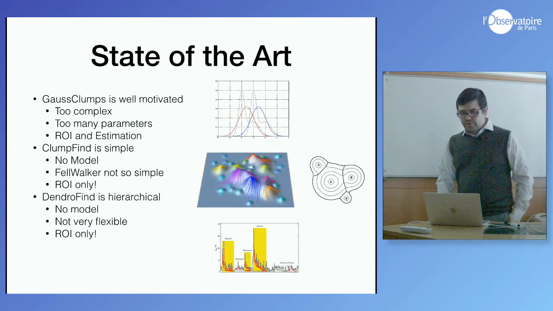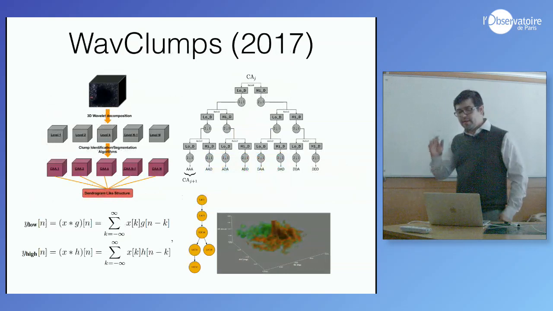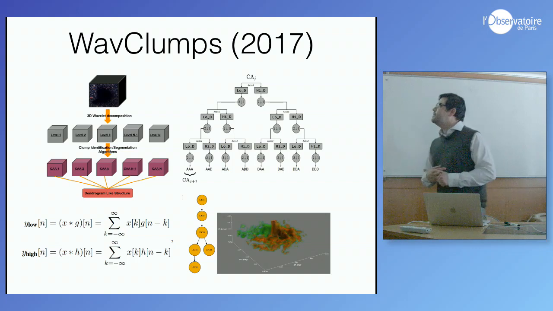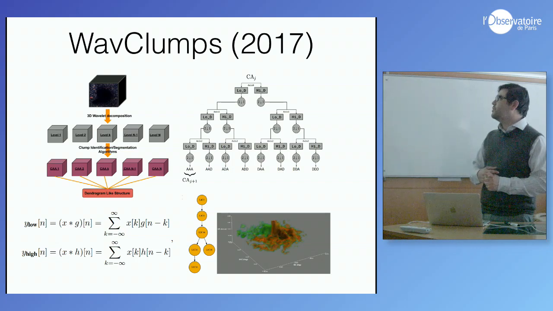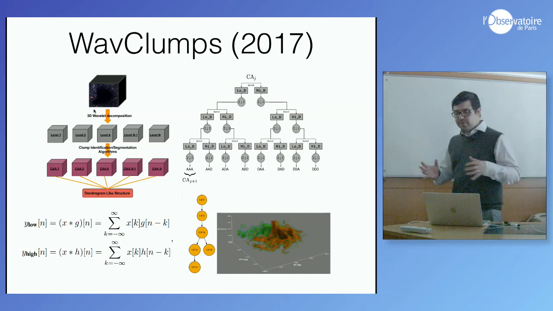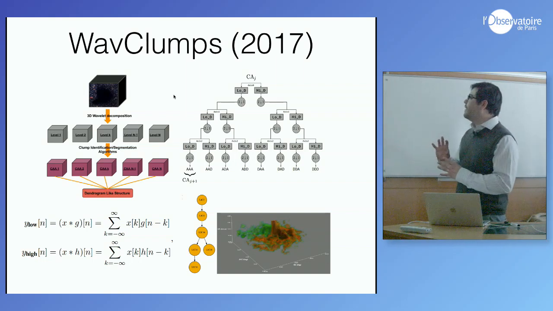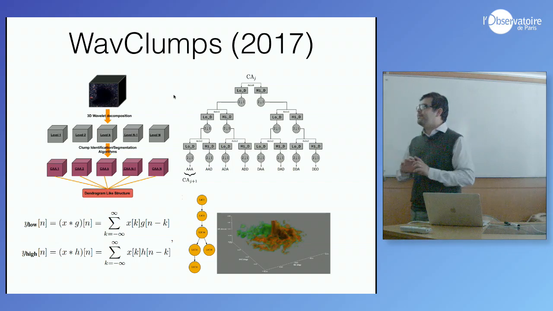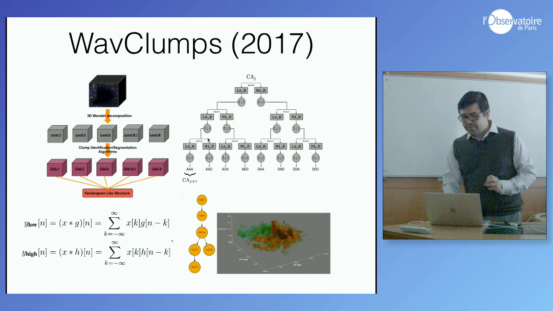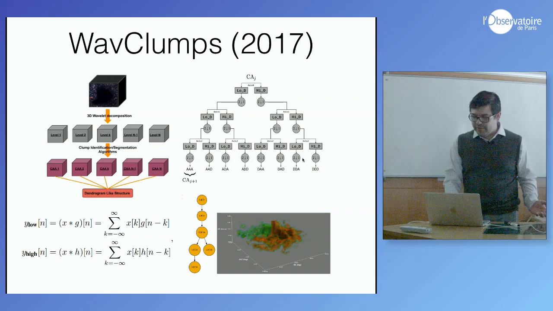So the idea was to try to pick the best ideas of each one and put them together into a new algorithm. The first thing that we have tried is to use the same idea of using wavelets, but now in order to make an estimation. So we built a mother wavelet in three dimensions that allows us to estimate, in multiscale analysis, the different parts of a molecular cloud, and try to get the connections between large scale structures and small scale structures.